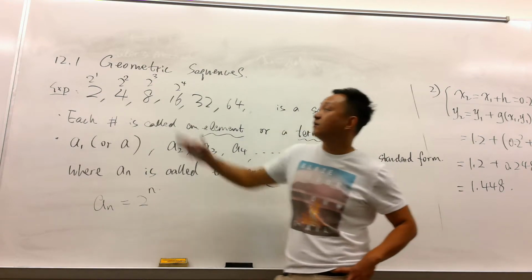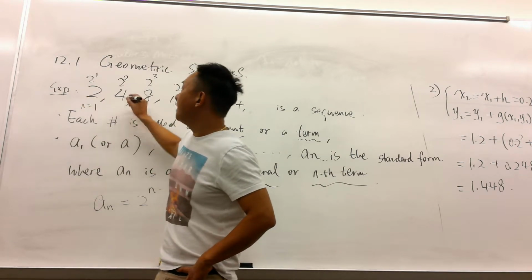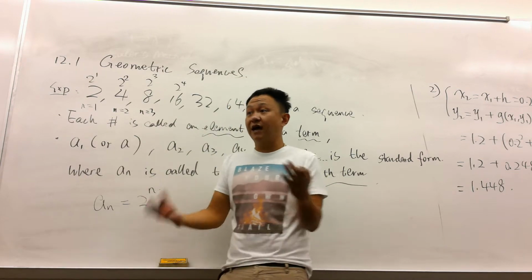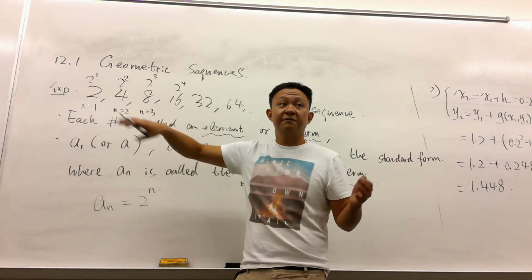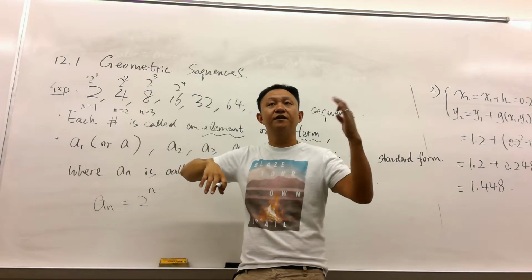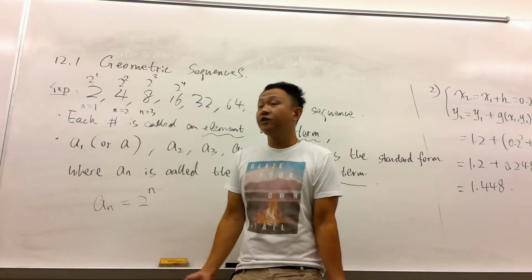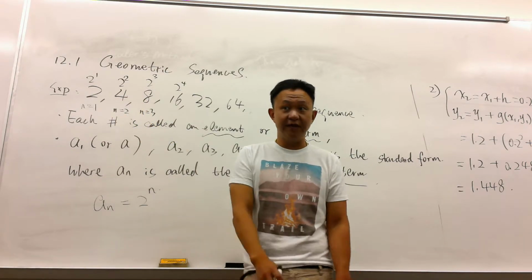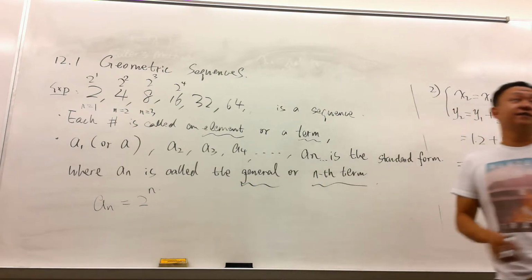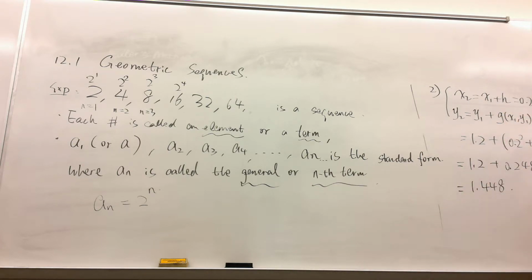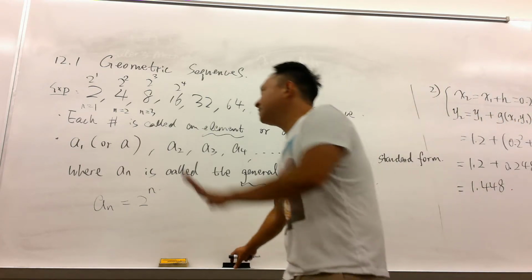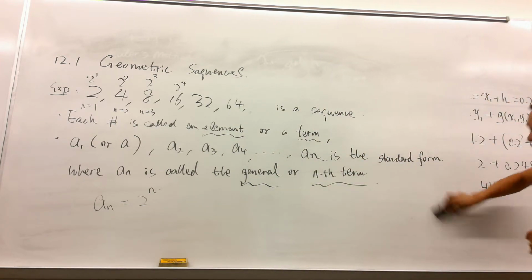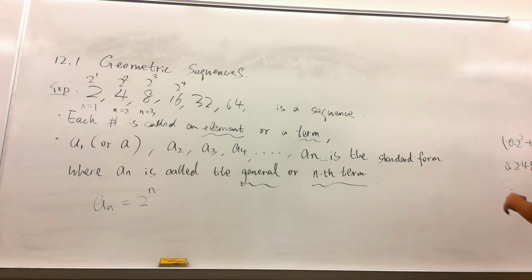You with me, guys? In the first term, n equals 1. The second term, n equals 2. Third term, n equals 3. So if I want you to find the 10th term, what are you going to do? You plug in 2 to the 10. That's it. So what we need to find out first is how to present a general term in a geometric sequence. This is in general true for all sequences. Now let me officially define what a geometric sequence is.